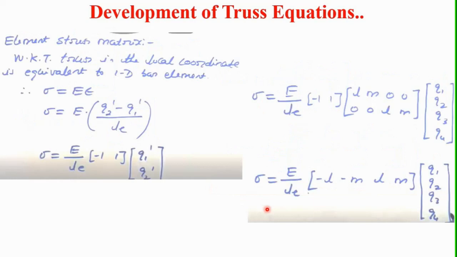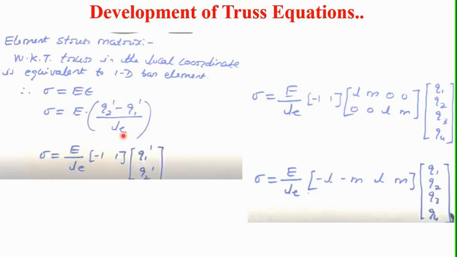Now after calculating the elemental stiffness matrix, we have to calculate the elemental stress matrix. So this truss is in the local coordinate system, and it is equivalent to a 1D bar element. Therefore the stress sigma is equal to Young's modulus capital E into strain. So sigma is equal to capital E into strain, which is q2 dash minus q1 dash divided by the length of the bar LE.